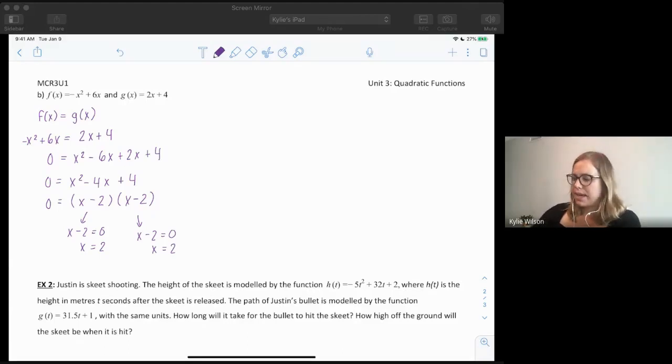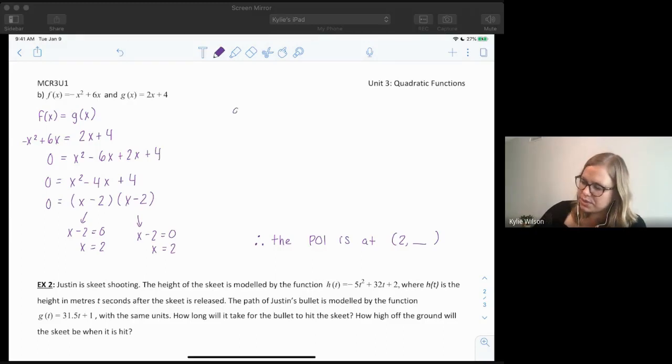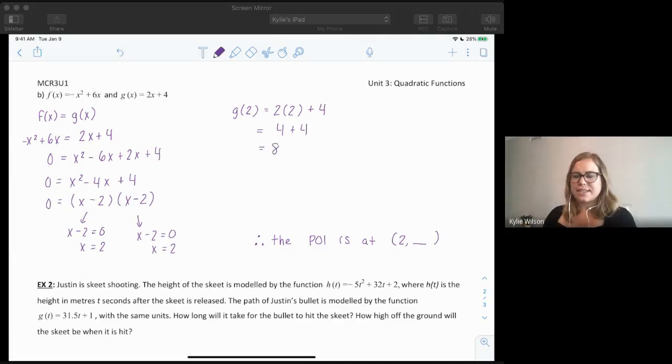So now that we have the first part of our POI, we need to find the matching y that goes along with it. So to do that, we're just going to take that x value and sub it into one of our equations. It doesn't matter which one. I'm going to use g at x just because it's simpler, but it's up to you. That will give us 4 plus 4, which is 8. So that means my POI is 2, 8.